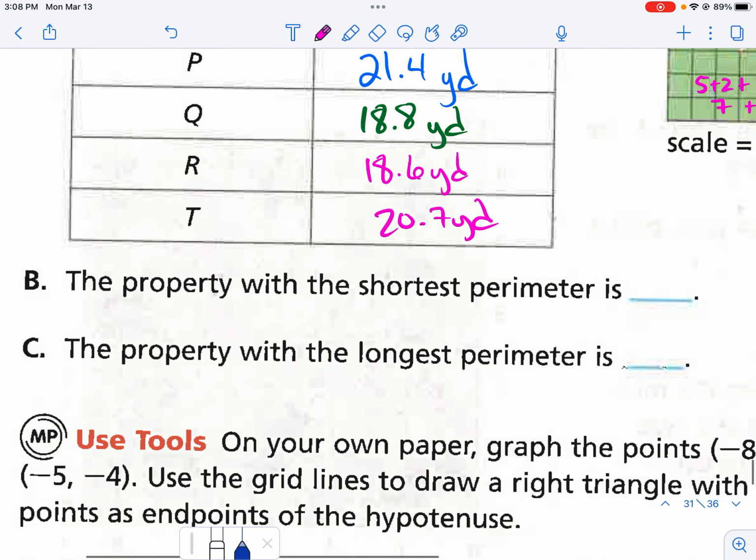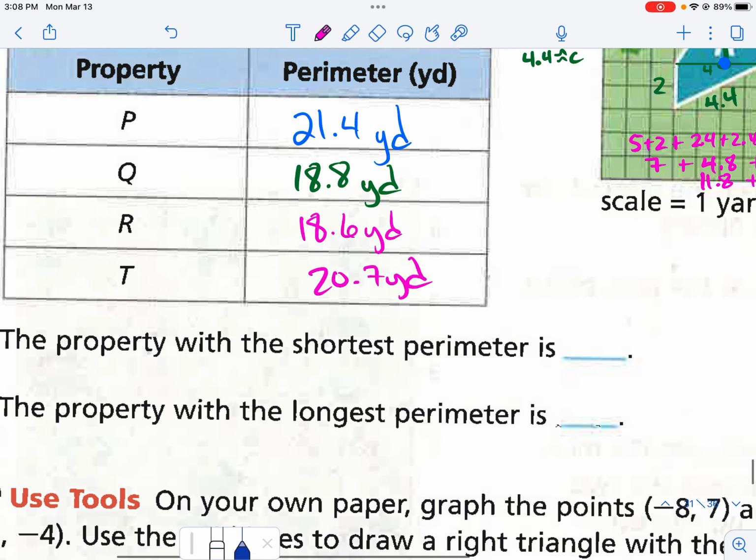Okay. Property with the shortest perimeter would be R. With the longest perimeter would be P.